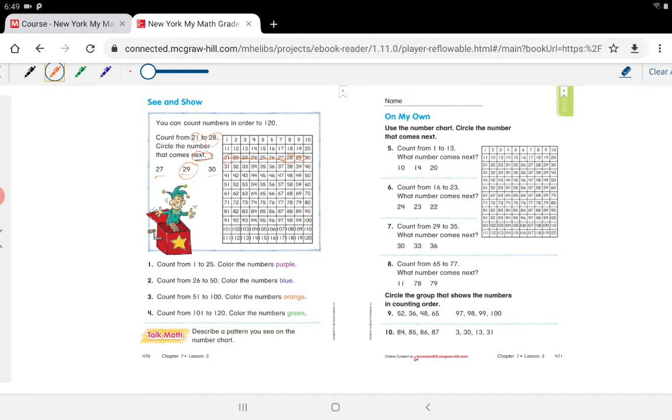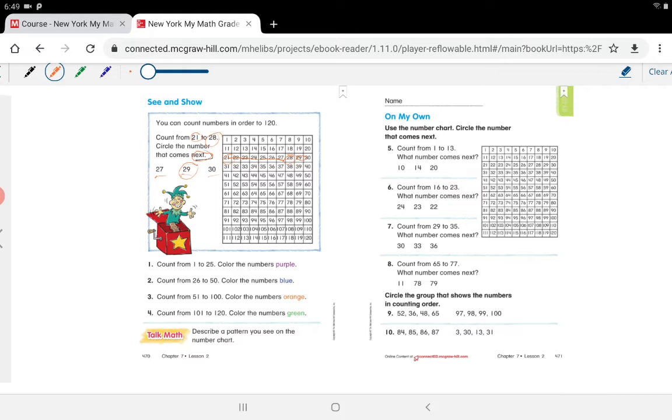The talk math, they want you to talk it over and discuss if you see a pattern on the number chart. Remember what your answer is, and remember to look at this number chart because that's going to help you answer our hot problem later on.